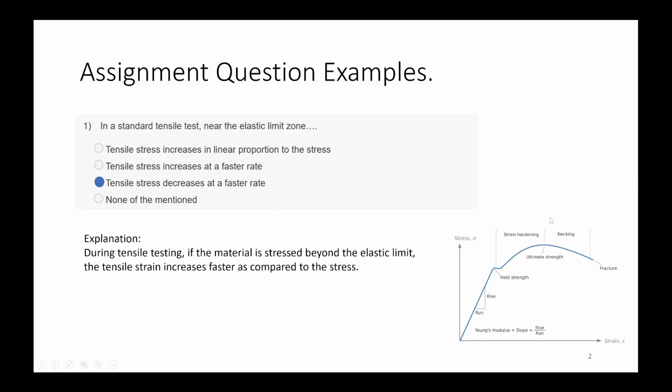And this can be explained using this stress strain curve. In this area near the elastic limit, after this area, the strain hardening part comes. So here your strain increases faster compared to your stress. As it states here, tensile stress decreases at a faster rate. It is due to strain hardening. Here your dislocation density increases, which leads to an increase in the stress required for deforming the material further.